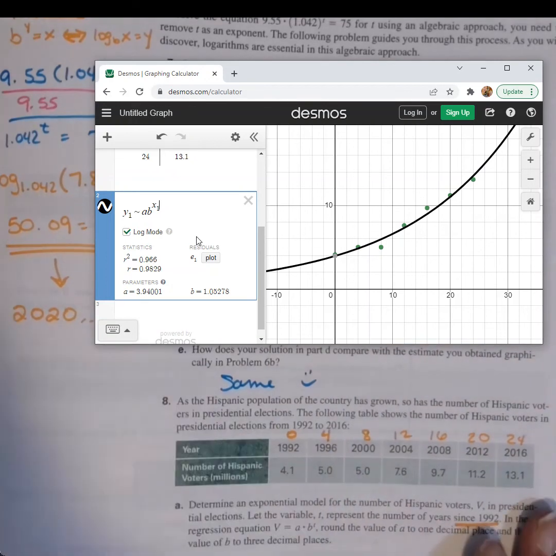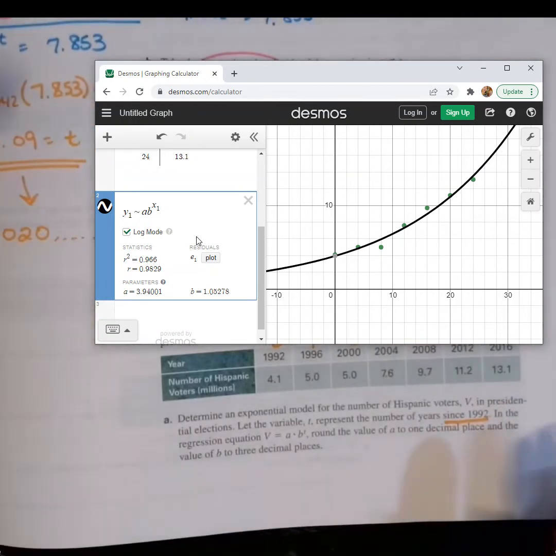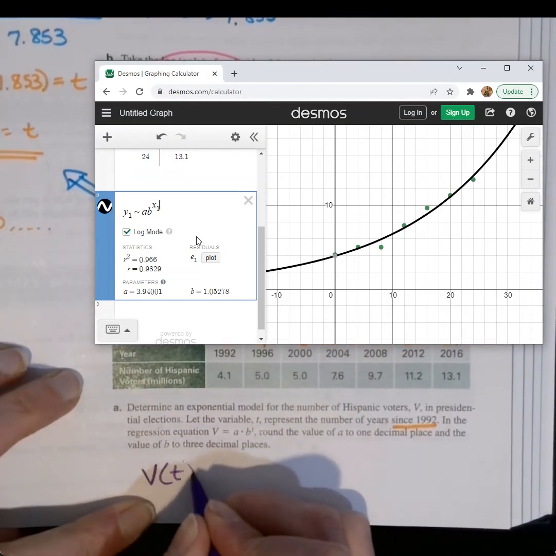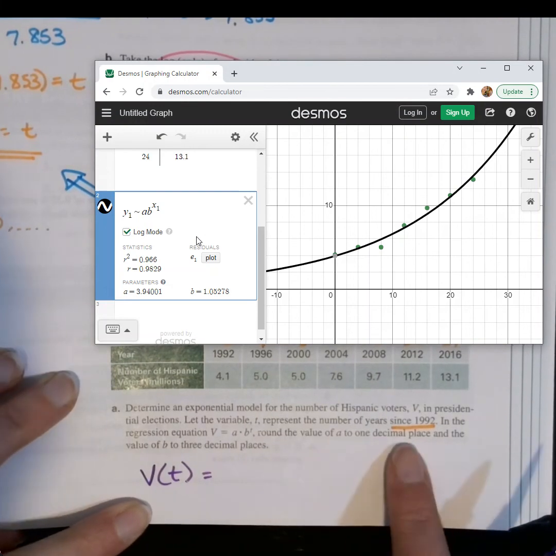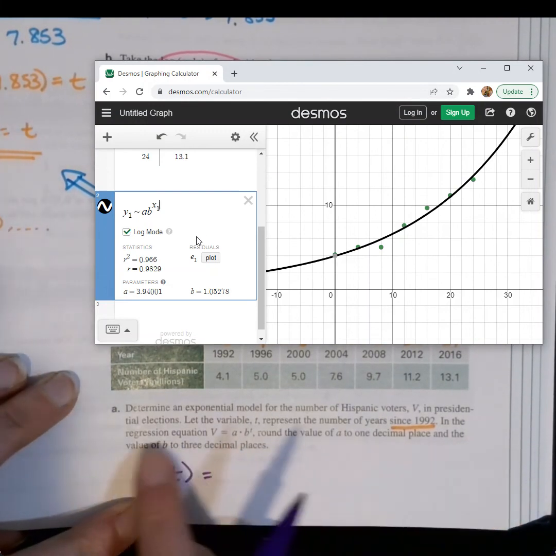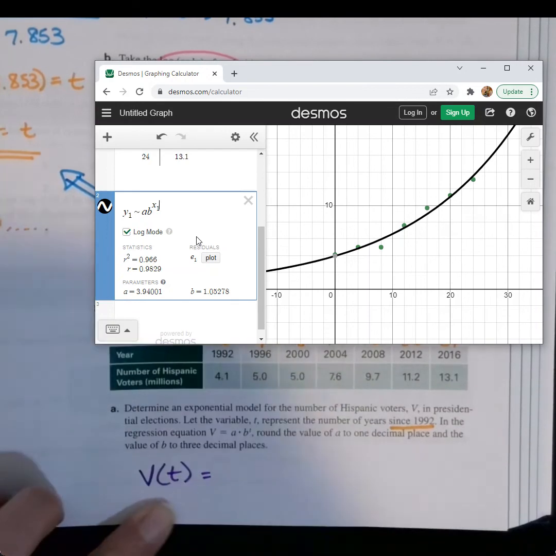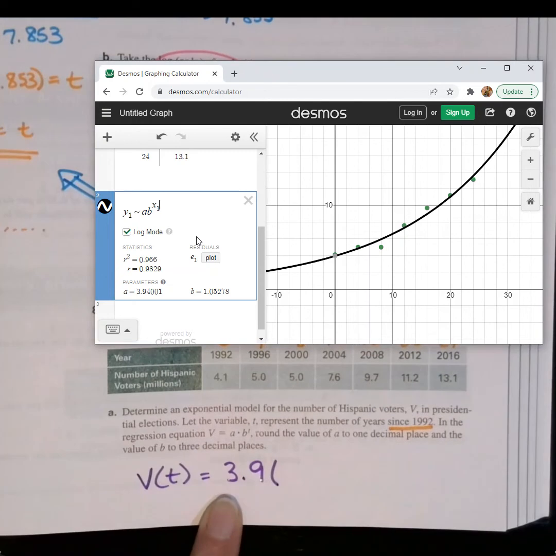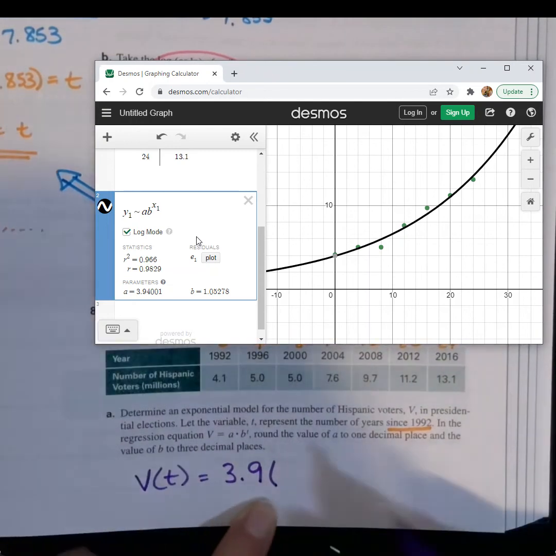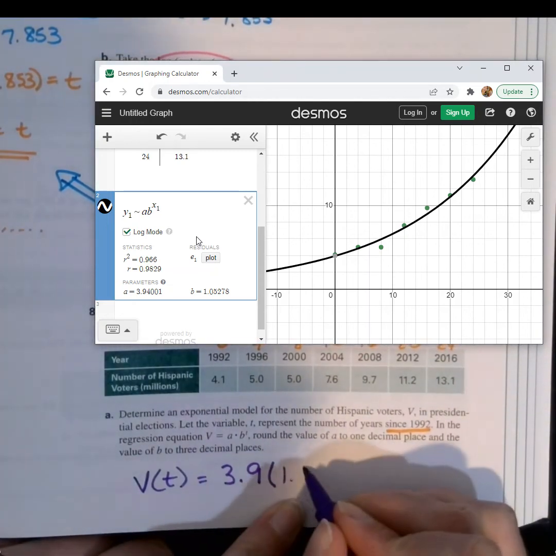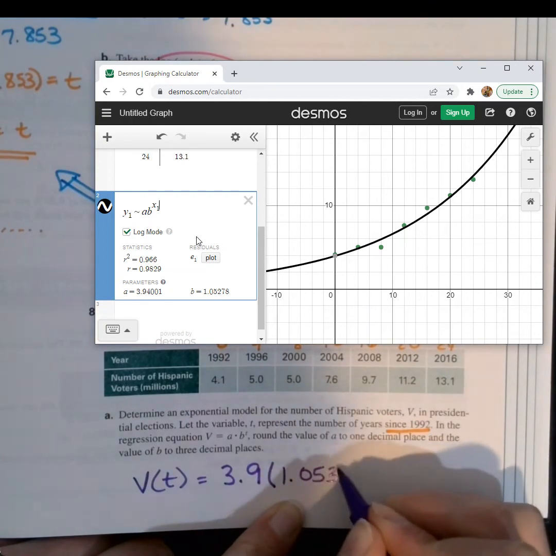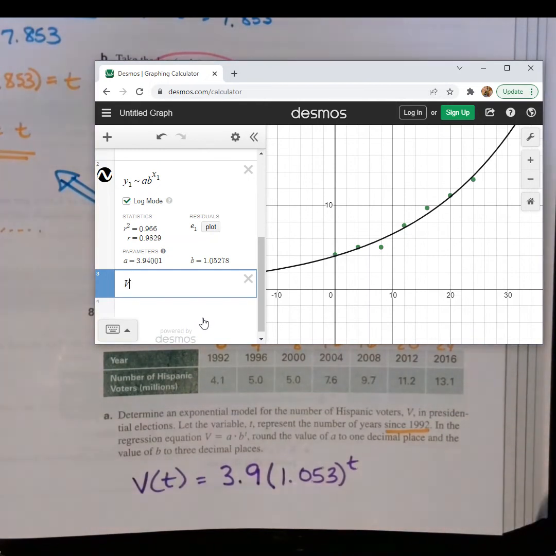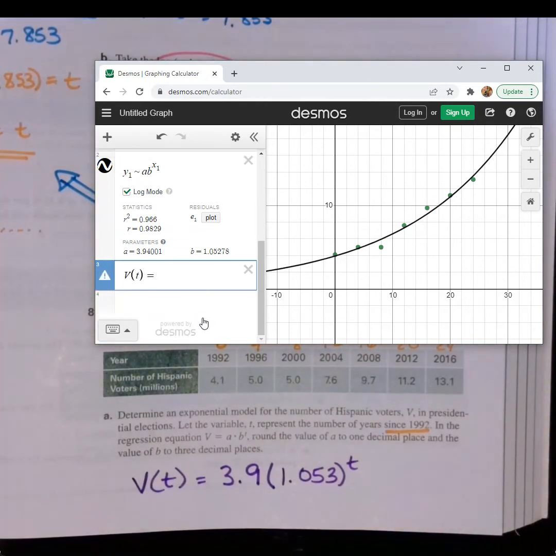They want us to call this model V. V of t, A to 1 place, okay, and B to 3 places. So 3.9 for our A value, and if we want to round that to 1 place, and 1.053 if I'm going to round B to 3 places. Okay. Before I go to my next page, let me just type that model in here.